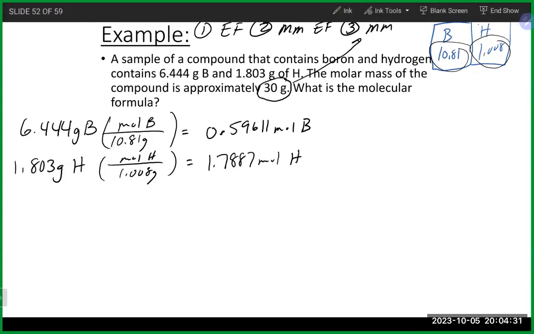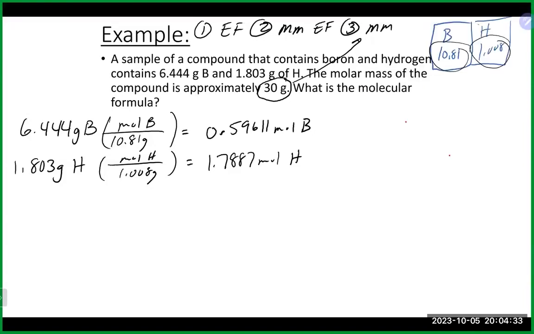So our next step in calculating the empirical formula is to divide by the smallest. In this case, it looks like boron is the smallest. So we're going to divide everybody by the moles of boron.